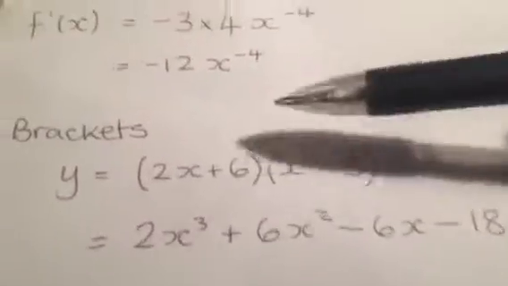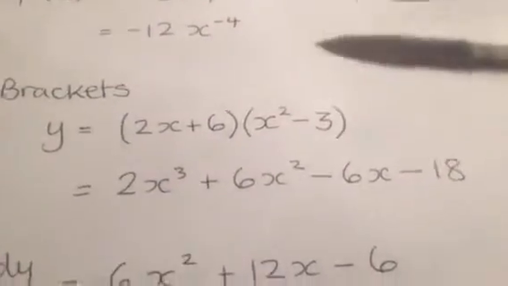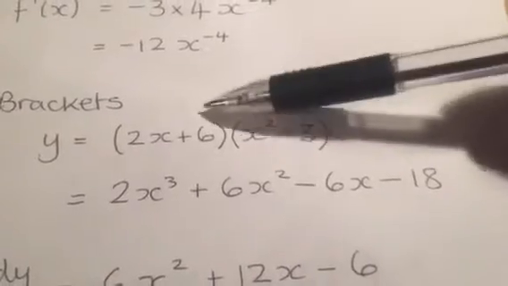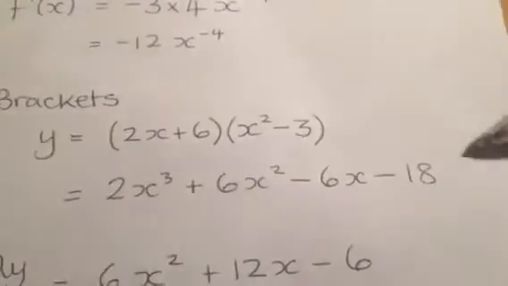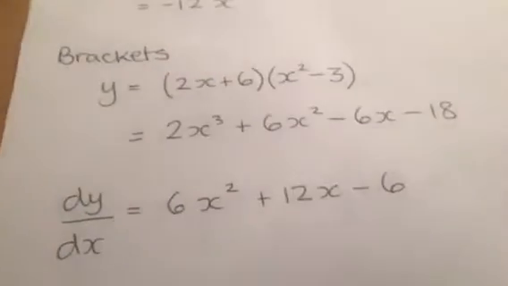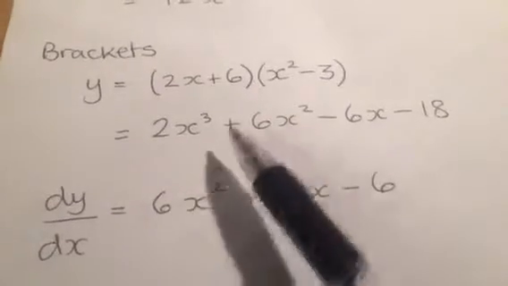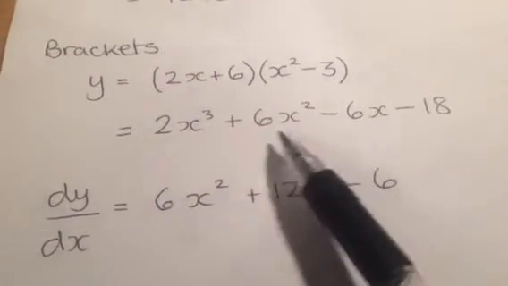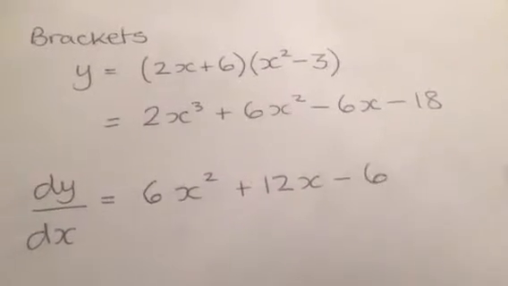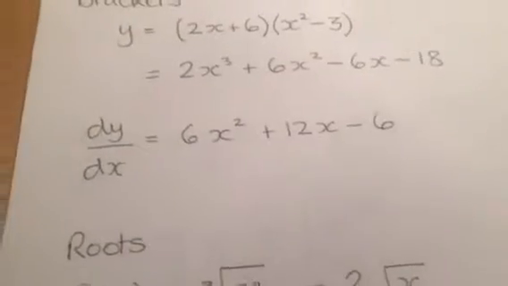If you've got brackets, your first step is always to multiply out the bracket. So for this one, I've multiplied out: 2x cubed, 6x squared, minus 6x, minus 18. So that's y equals, and then label dy by dx, and now apply the rule. Power to the front, the power comes down by 1, minus 6x just becomes a minus 6, and the minus 18 disappears.